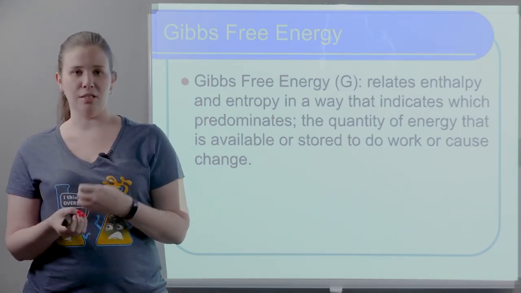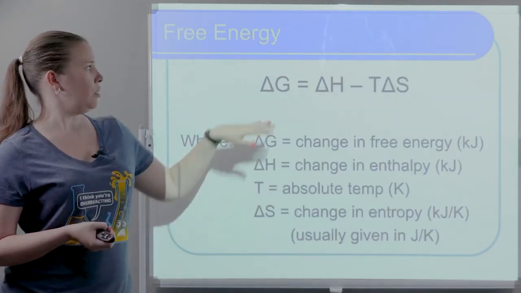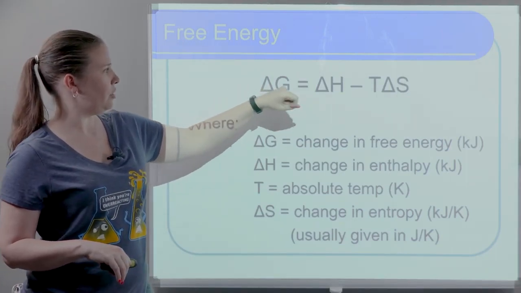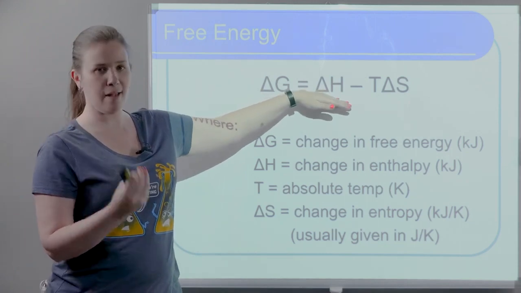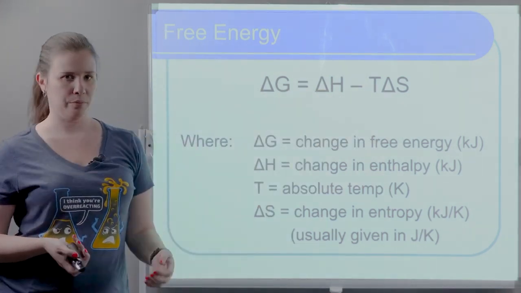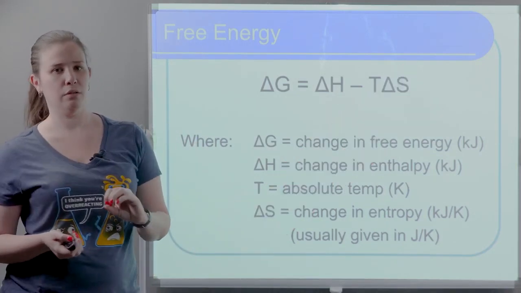Which condition is going to dominate? So the formula for Gibbs free energy, variable being G, is that you're going to do delta G, set that equal to change in enthalpy minus the temperature times your entropy. You've got to be really, really, really careful about your units here.